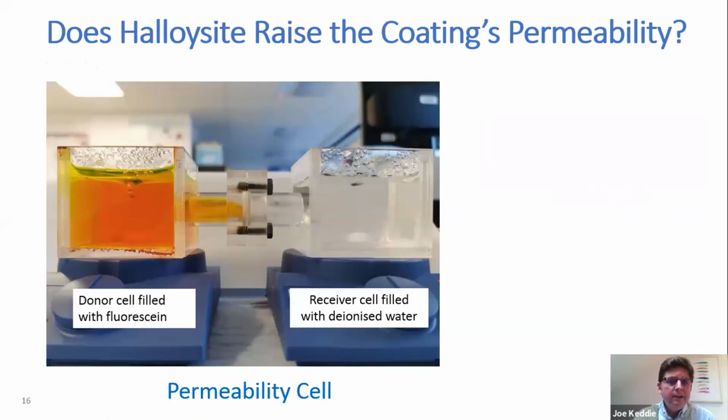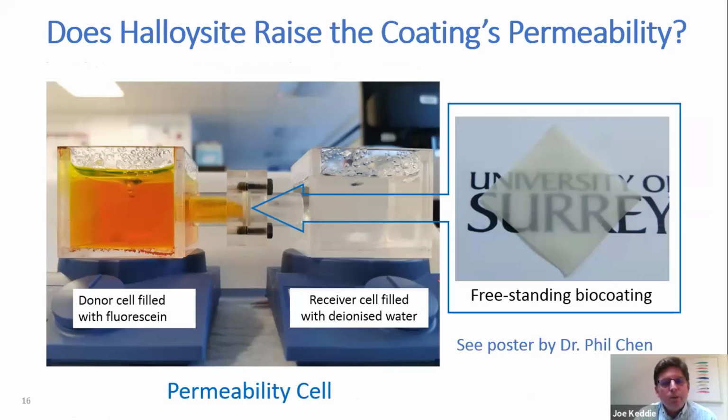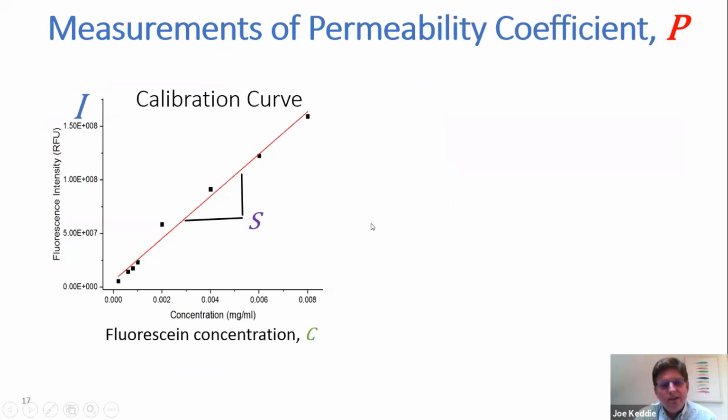So how did these ones do? Well, our first question was, has the halloysite actually significantly modified the permeability? So I have here an example of our permeability cell. On the left, we put in a fluorescent molecule. On the right, just pure water. We put the freestanding biocoating in between the cells, and then we could measure the rate of fluorescein diffusing through and into the receiver.